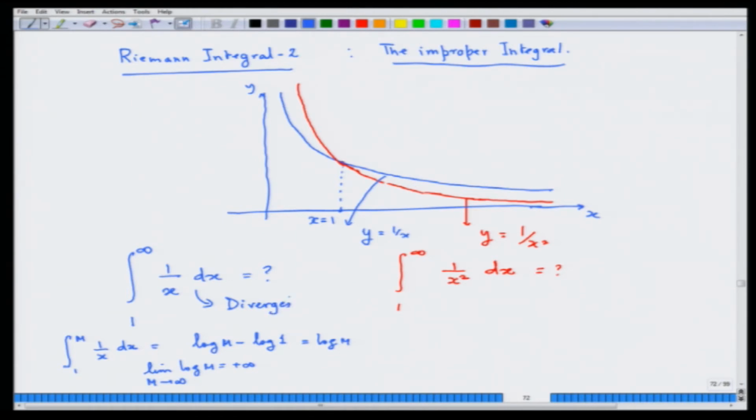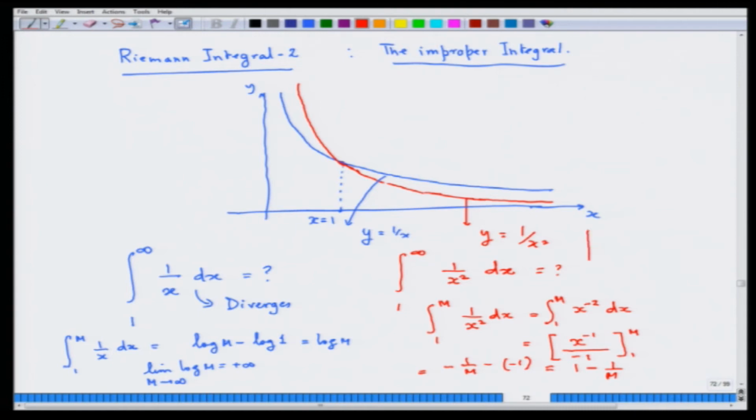Something amazing is going to happen here. Let us see what happens here. Let me now compute. So, it is the integral from 1 to M of x to the power minus 2 dx. So, it will become x to the power minus 2 plus 1 by minus 2 plus 1, from 1 to M. So, this will become minus 1 by M minus (minus 1). So, that will become 1 minus 1 by M.